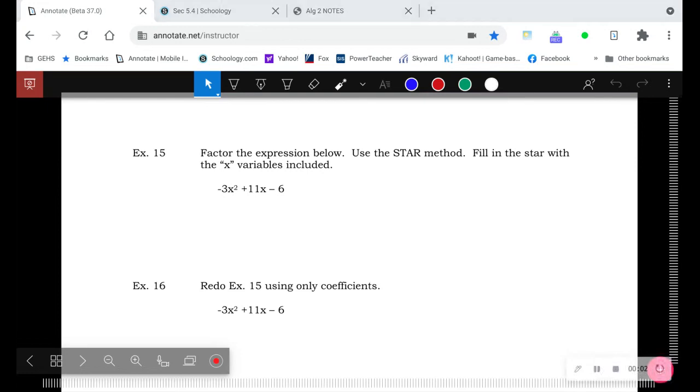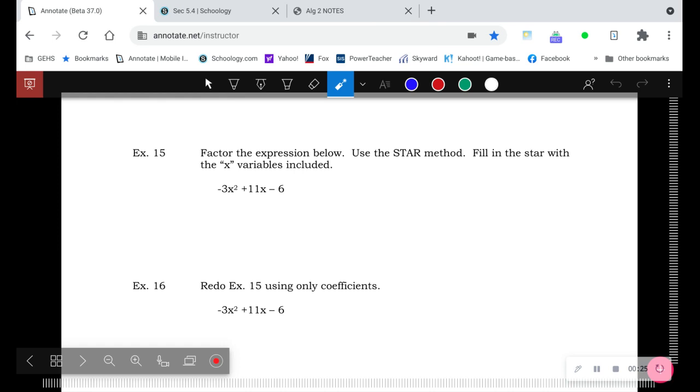Okay, in the last video, I shared with you how to factor using the star method, and this page is basically practice doing that. So we have this trinomial here in problem 15. It reads negative 3x squared plus 11x minus 6. And we want to, first of all, check for any common factors.